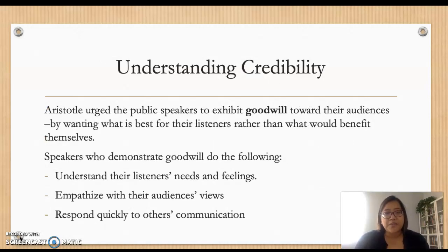Aristotle urged public speakers to exhibit goodwill towards their audiences by wanting what is best for their listeners rather than what would benefit themselves. This is a very important key concept in persuasive speech. We talk about how it is very important for you to care about the topic that you're discussing. But also, you need to show goodwill to your audience, saying that caring about this topic is not only going to benefit yourself, but it's also going to benefit the audience.